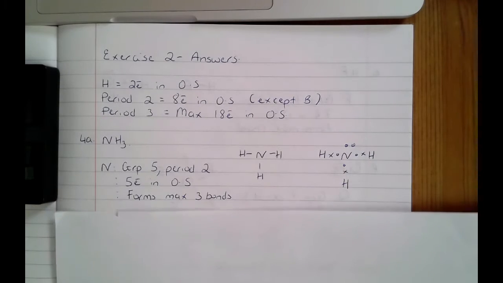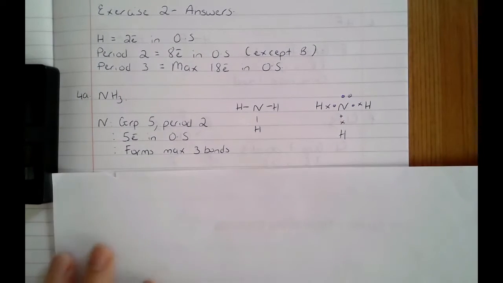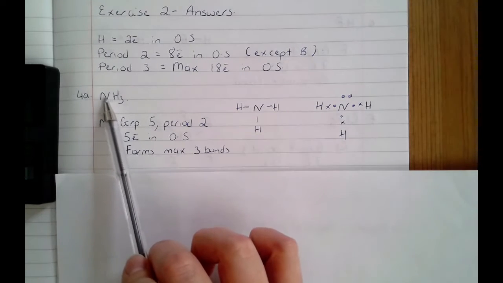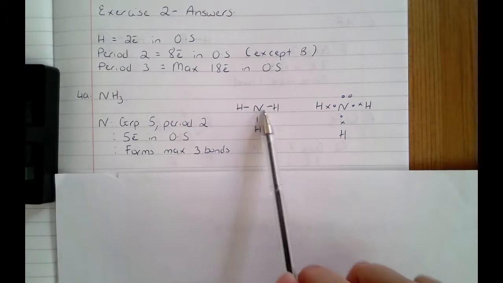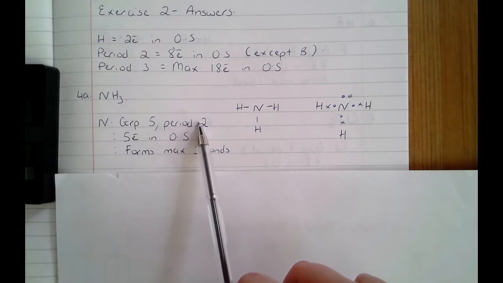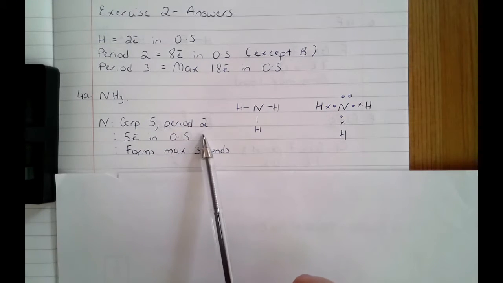So if we have a look at the first one that I gave you to do, which was NH3. I've just broken it up here. Nitrogen is the element that you only have one of, and that's going to be at the center of your dot and cross diagram. If I have a closer look at nitrogen, I see that it's in group 5 and it's in period 2. Because it's in group 5, it's got 5 electrons in its outer shell.